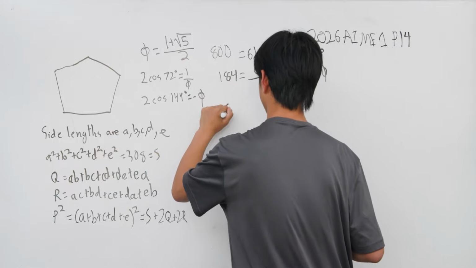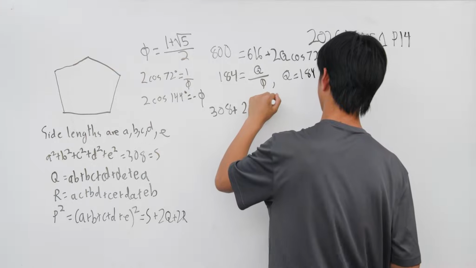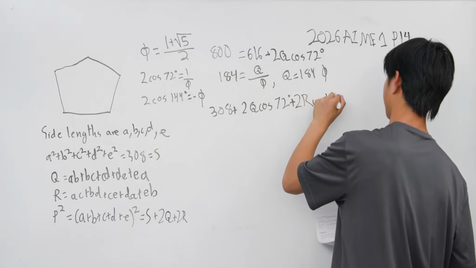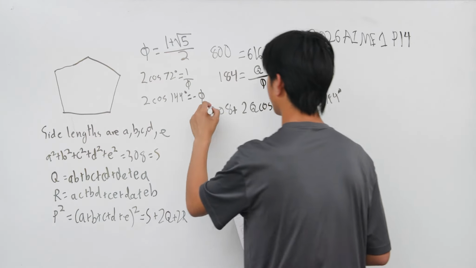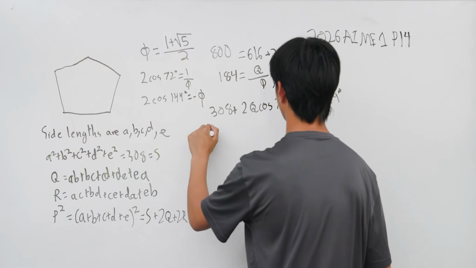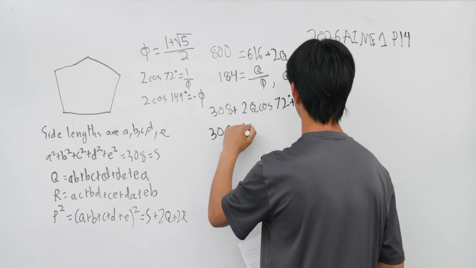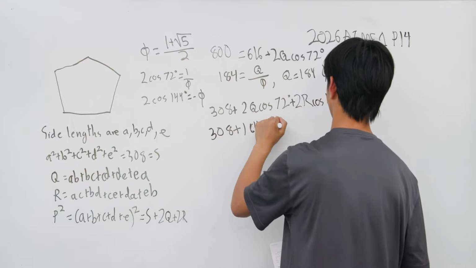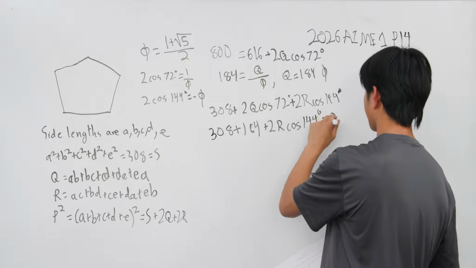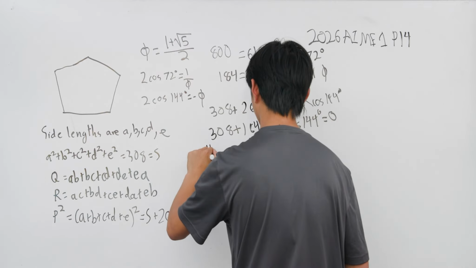We have 308 plus 2q cosine 72 plus 2r cosine 144. Here what we do is we can again substitute. So we have 308 plus we substitute this value here. This is 184. And then we have plus 2r cosine 144 degrees. And this is just going to equal 0. This also equals 0. And we can again plug in this value. So this is going to be 492.